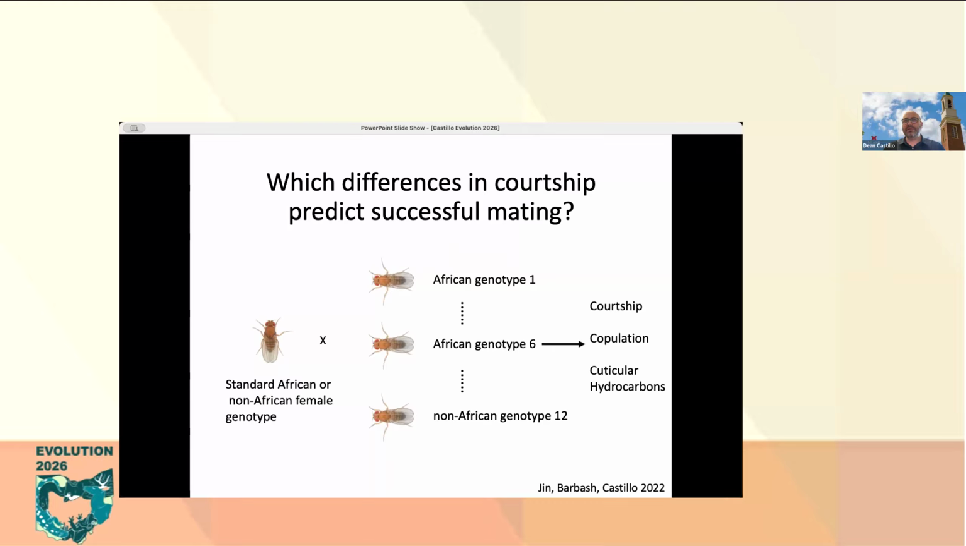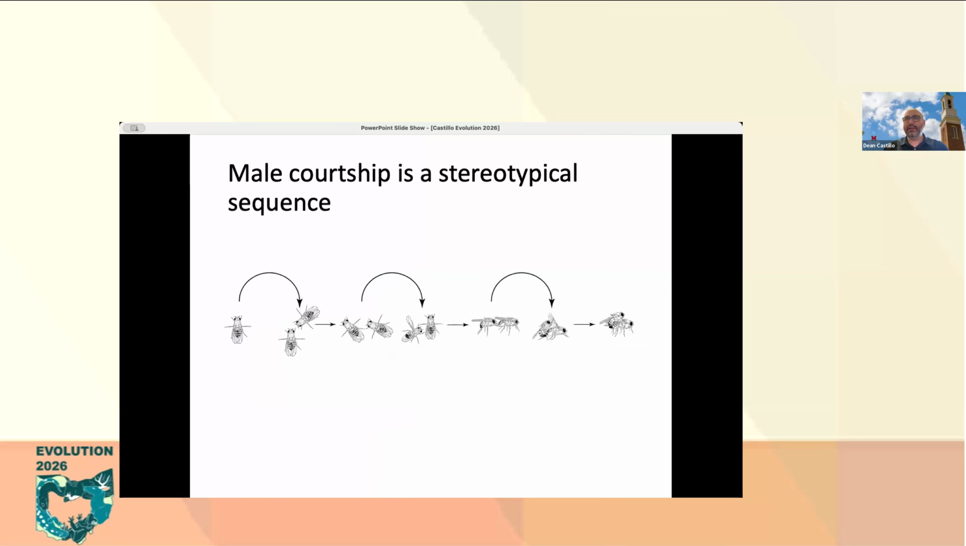When I was a postdoc, we started with the question: there are a lot of differences, so which ones actually predict mating success? We took African and non-African females and exposed them to a diverse panel of male genotypes and asked, how are they behaving? What do the mating patterns look like? We used a very standard approach to analyze behavior in melanogaster, where people assume that courtship is stereotypical and defines the species, with the most important trait being singing.